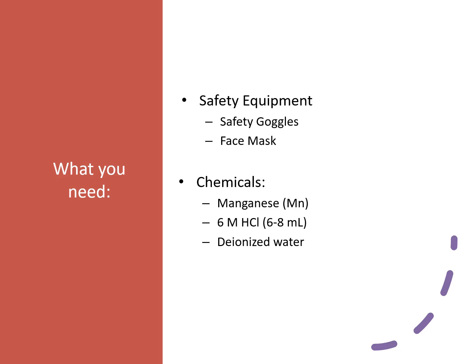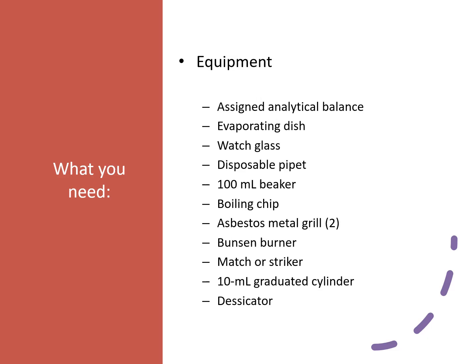The equipment that you're going to need, definitely all your personal protection. That includes your safety goggles and a face mask. For your chemicals, you're going to need manganese, 6 molar hydrochloric acid, and deionized water. For your equipment, you're going to need an analytical balance, an evaporating dish, a watch glass, disposable pipette, a 100 milliliter beaker, boiling chip, asbestos metal grills, and you probably should get 2, Bunsen burner, a match or striker, 10 milliliter graduated cylinder, and a desiccator.